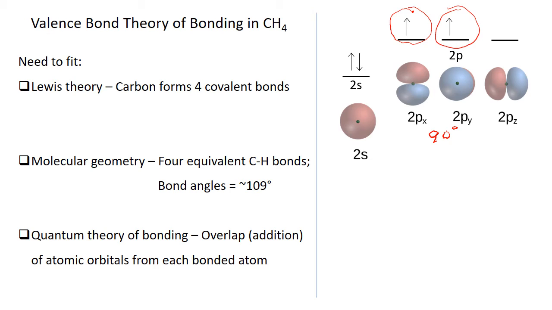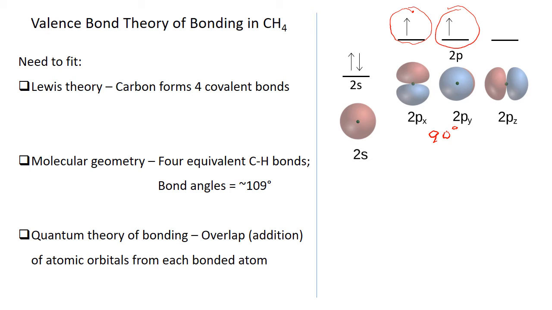I wouldn't be able to get 4 bonds, the bond angles would not be 109 degrees, and there's not enough orbitals there to overlap with hydrogen 1s to give me the 4 bonds that I need. Now, what Linus Pauling, who developed valence bond theory, realized is that there's no reason to believe that a free carbon atom with no other carbons around, floating in space by itself, is going to have the same electron configuration as a carbon atom in a molecule like CH4.